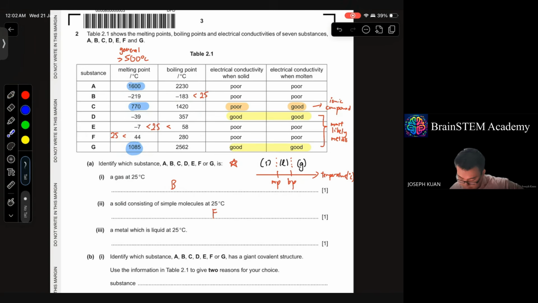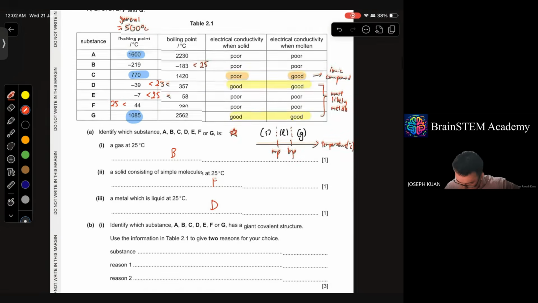So the principle is a simple molecule should have poor electrical conductivity, and the melting point and boiling point should be below 500. And then plus D is a solid, so we just look at the melting point, okay? Now, then 3, a metal which is a liquid at 25. So it's D, okay? We just mentioned that this must be a metal, okay? It has good electrical conductivity, and plus it's a liquid, okay? Given that 25 is between the melting point and boiling point.